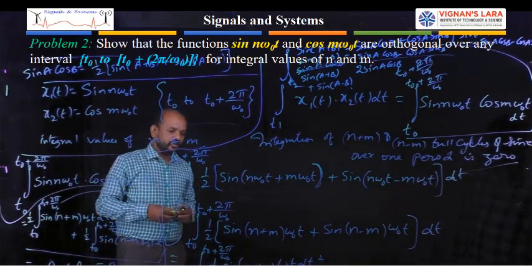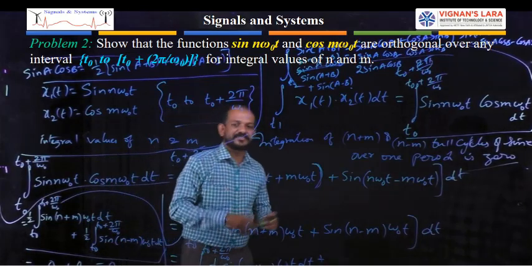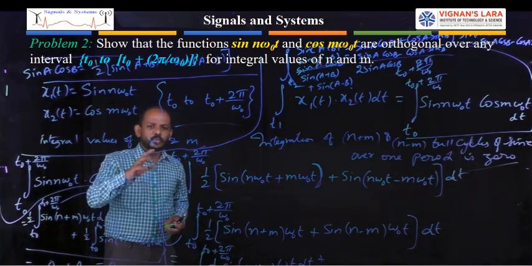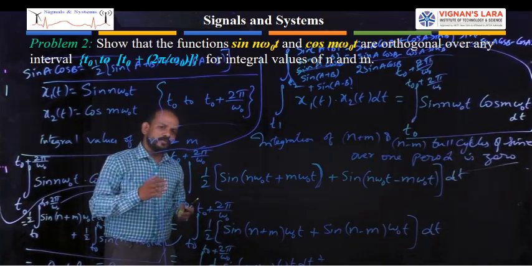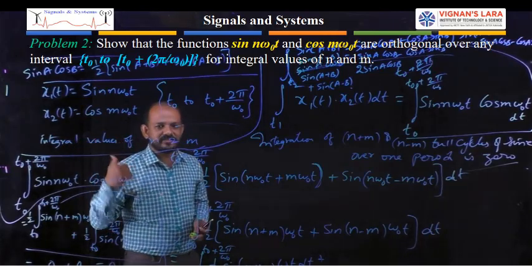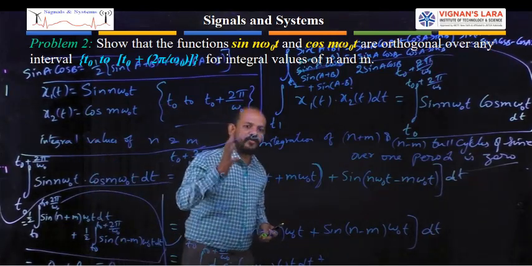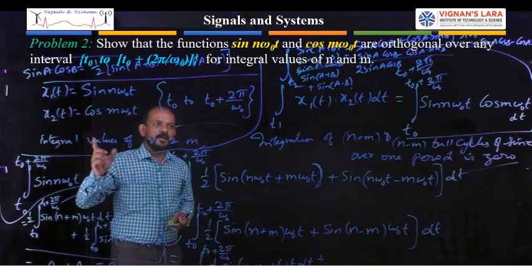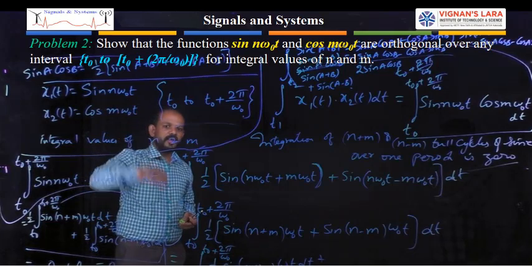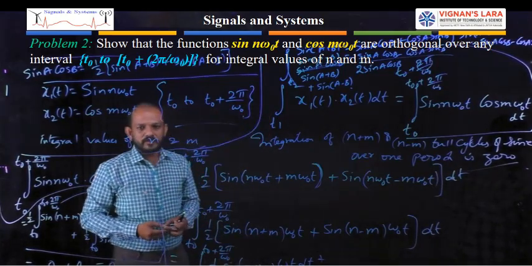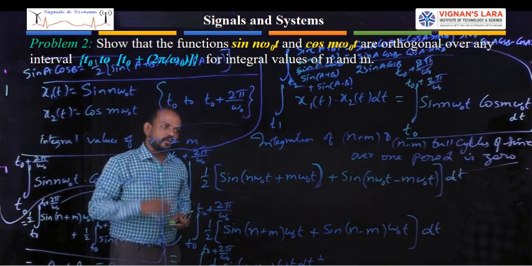So, summary of today's class. In this class we went through only two problems related to the previous topics. In yesterday's class I had given the formula for when we can say that two signals are orthogonal. Based on that formula I did two problems today. If you are interested, you can go for another problem.